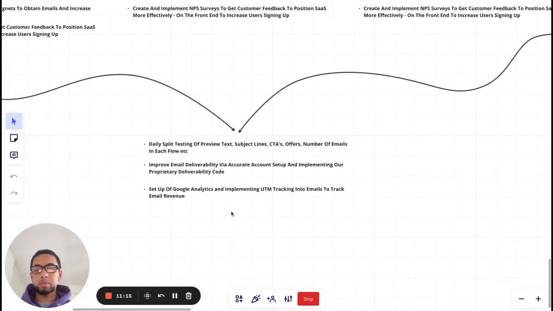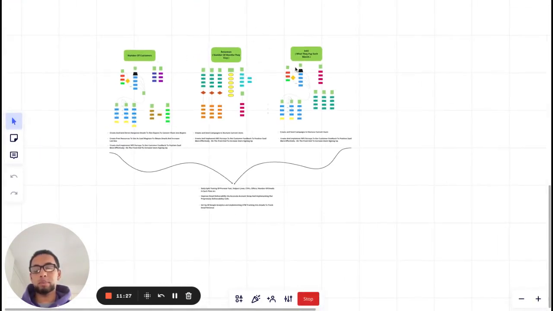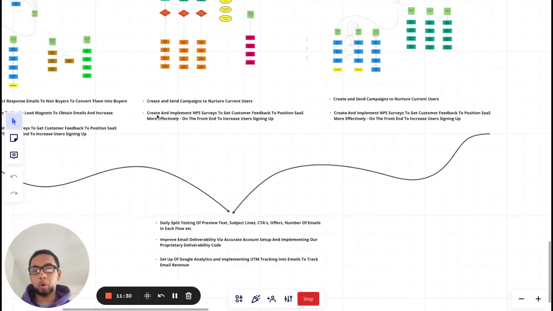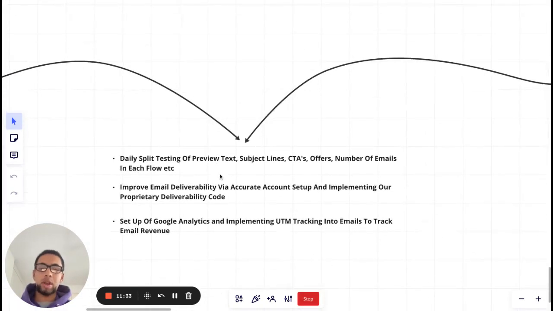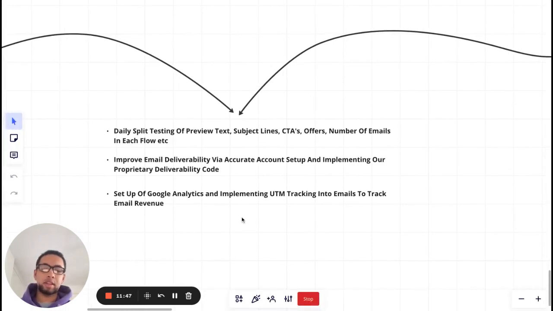And some factors which you should be doing on a daily or weekly basis are daily split testing of preview text, subject lines, CTAs, offers, and number of emails in each flow. Doing this improves all three of these variables simultaneously, as you're going to be doing this for each of the flows, not specific ones only. We also have improving email deliverability by making sure your account is set up properly and having a dedicated sending domain, and for our clients, we implement a deliverability code at the bottom of each email. What this does is try to make sure they land in the primary tab. Then there's the setup of things such as Google Analytics and UTM tracking, depending on the email service provider you're using, so you can track actual email revenue, conversions from emails, and iterate based off that.